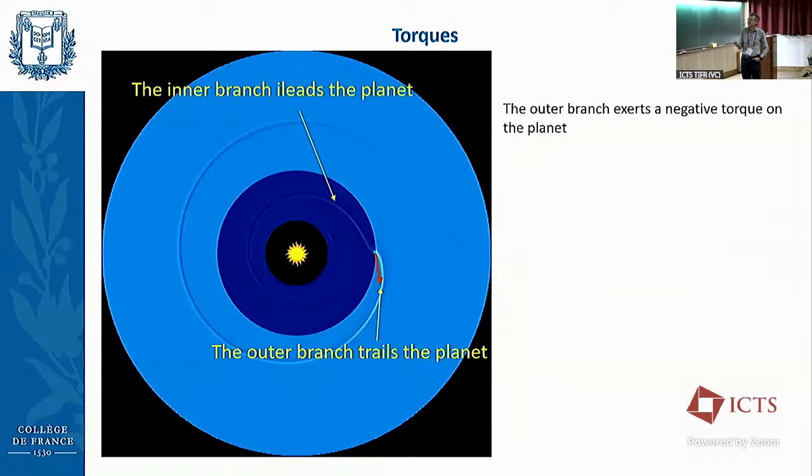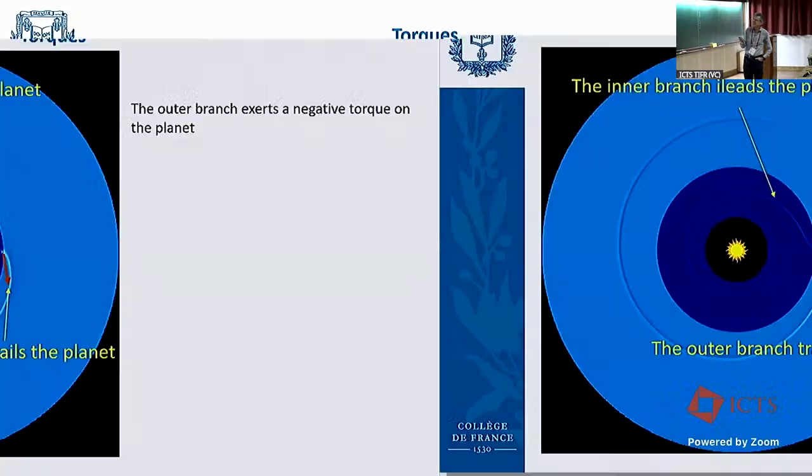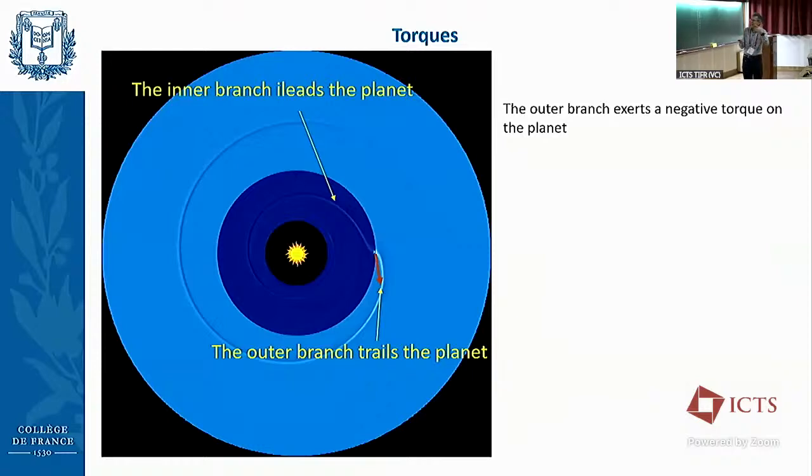But then we have the inner disk. In the inner disk, it's the opposite, right? The density wave leads the planet, and so the gravitational force that it exerts on the planet will be directed in this direction. So it will push the planet along its orbit, will exert a positive torque on the planet. So we try to accelerate the planet, and if you accelerate the planet, you push it away from the star. So you have two opposite effects. The outer part of the wave is slowing down the planet and forcing inward migration. The inner part of the wave is accelerating the planet and forcing outward migration.